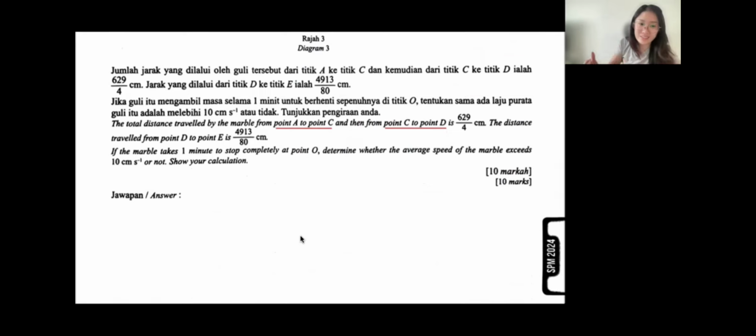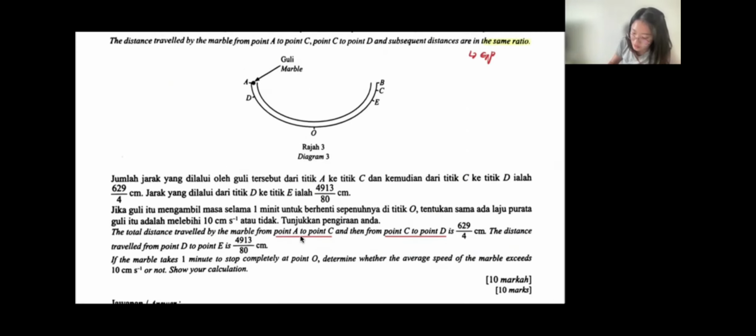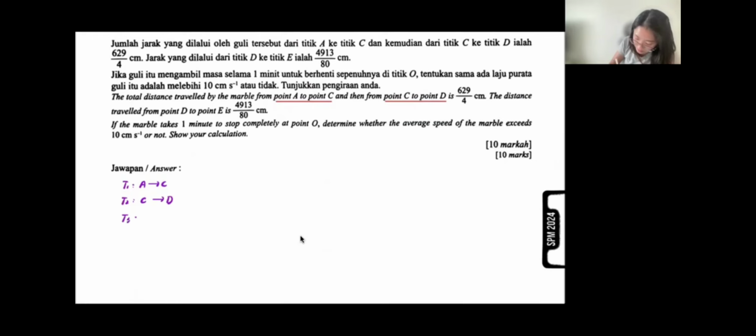So we know that this is talking about distance travel, right? So I put term number one. Term number one is A traveling to C. Term number two is C traveling back to D. Okay, then term number three will be D to E. Okay, this makes more sense, right? Then it says that point A to C, then C to D. So meaning it covers term number one and term number two. Okay, so that will be T1 plus T2 giving you 629 over 4 cm.